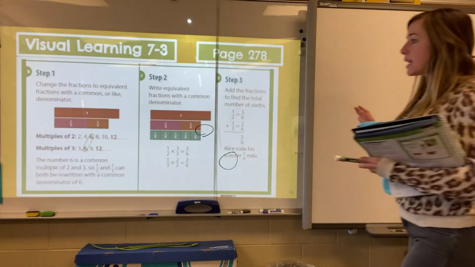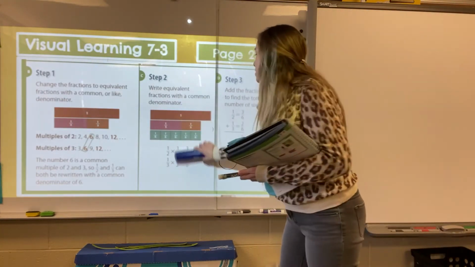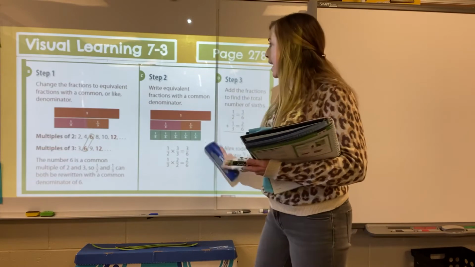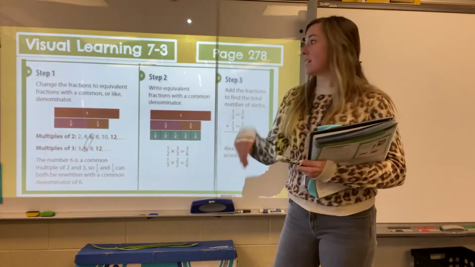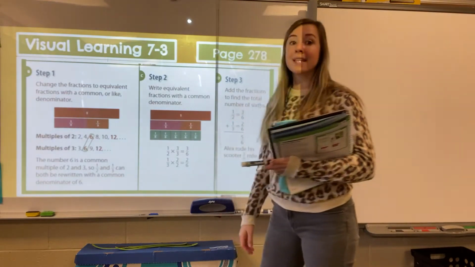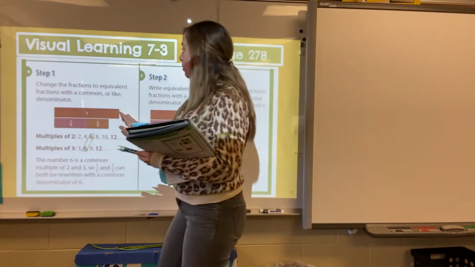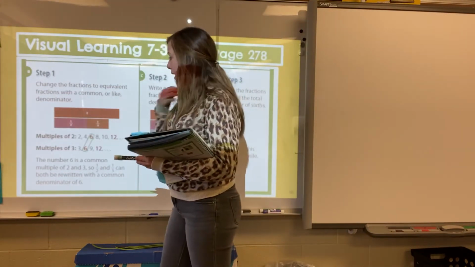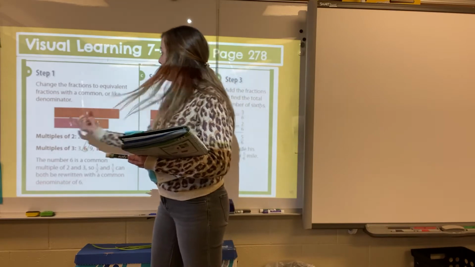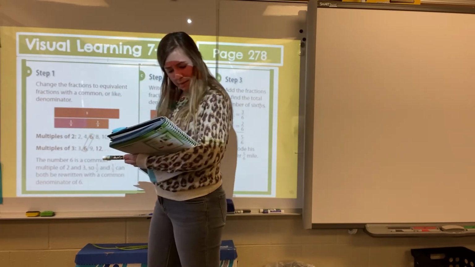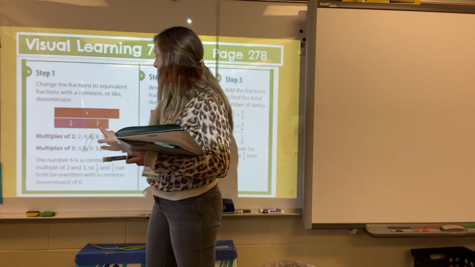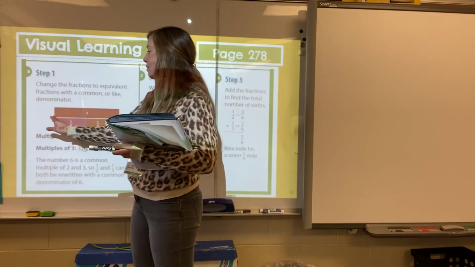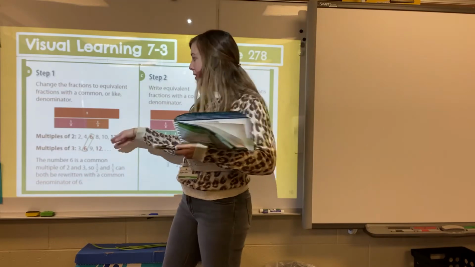So I really like the pictures on this because it helps you visualize how they broke it down. So we're going to change our fractions to equivalent fractions like we did in yesterday's lesson with a common or like denominator. So this would be our 1 whole, kind of they're modeling it off of that, and they've got 1/2 there, and then 1/3 there. So we know that total it's going to be less than a mile still.